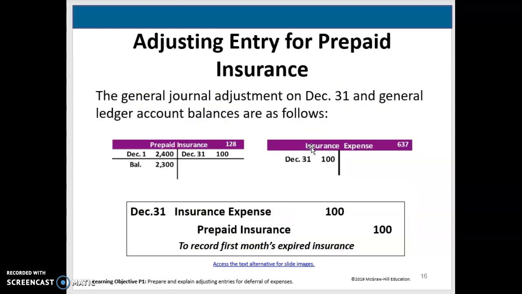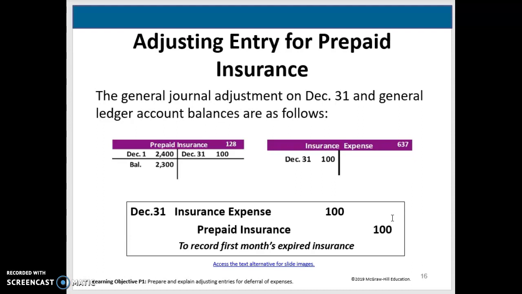All right, so here's what the actual entry would look like. It has the journal adjustment for December 31st, and it's debiting insurance expense for $100, and it's crediting prepaid insurance for $100. So that is our first adjusting entry, and that is going to adjust the amount of insurance we have actually used now. So at the end of December 31st, we have used 1 month of insurance. And we're going to show that as an expense and reduce the prepaid with that.